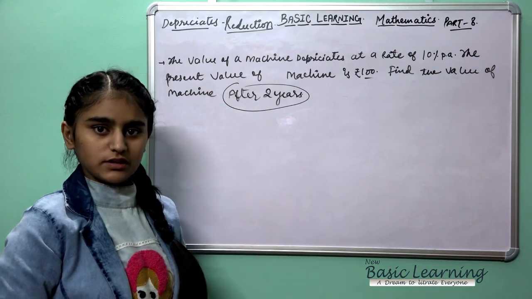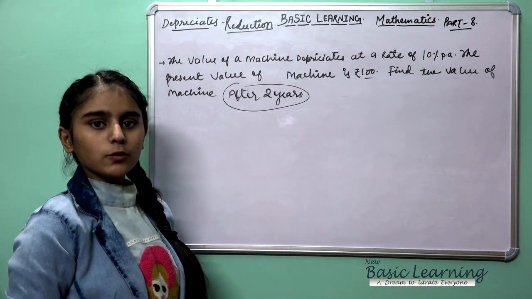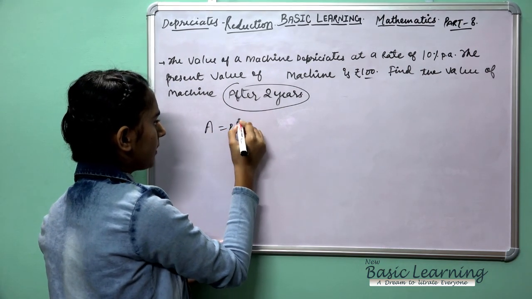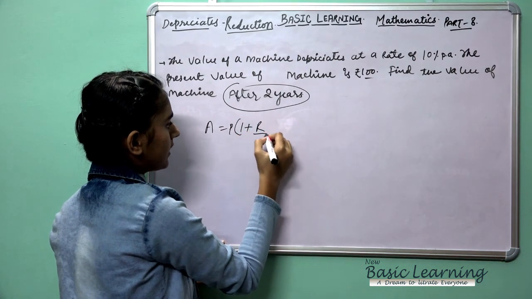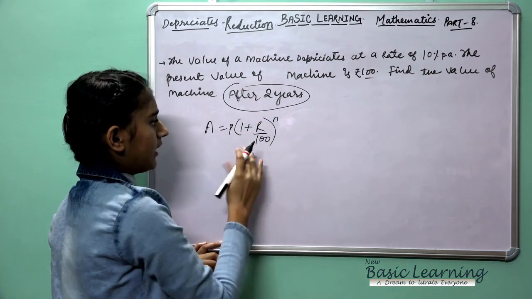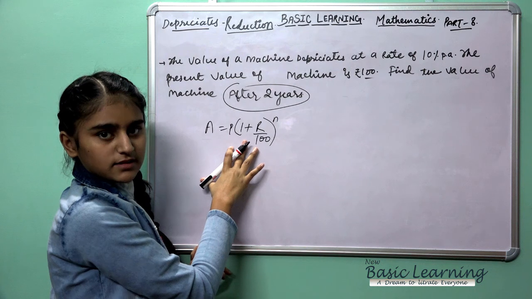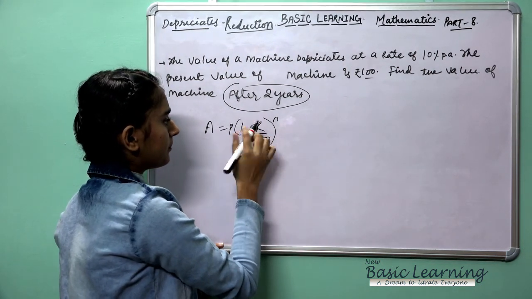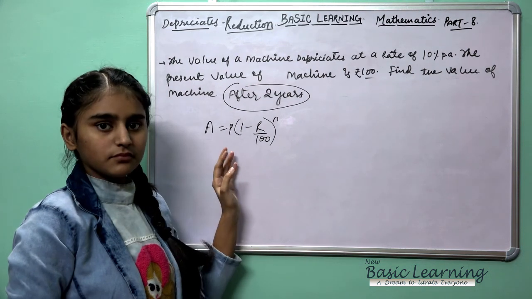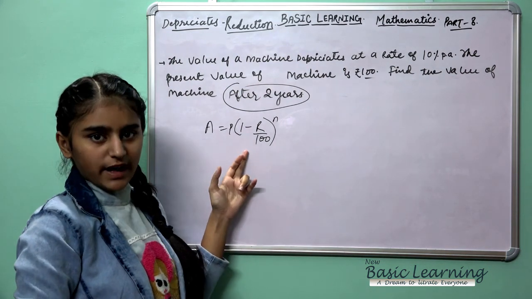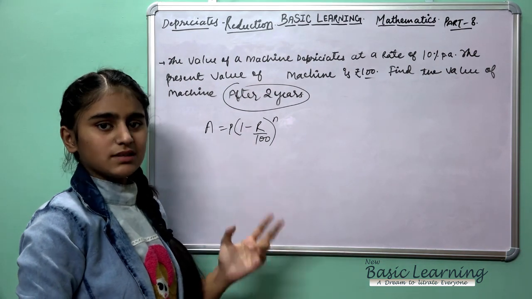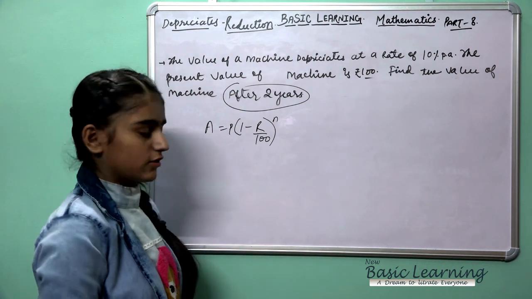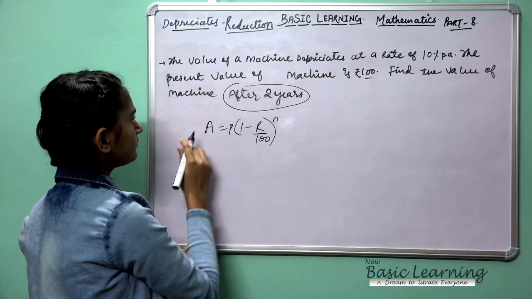The formula I told you before will be the same: Amount equals P times (1 plus R upon 100) to the power n. Now this is plus, but here the value is reducing, so we put the minus sign. We subtract in this case because the value is depreciating, reducing or decreasing. So let's solve the question.